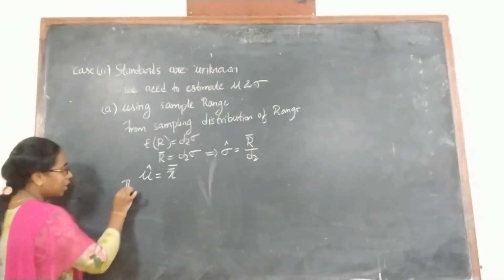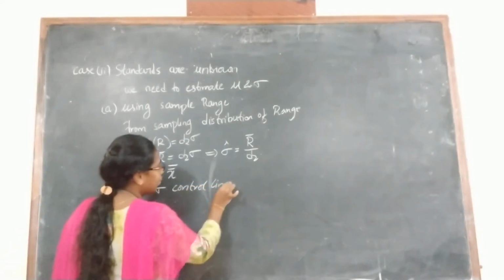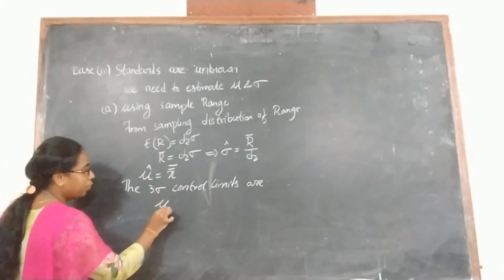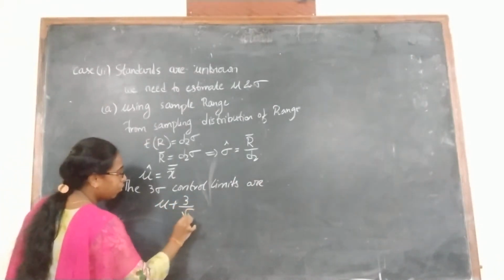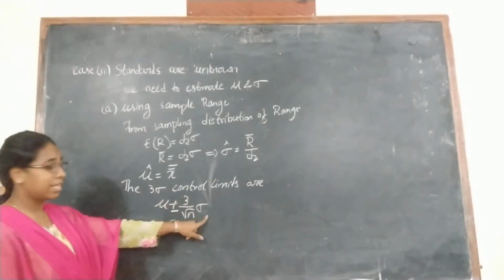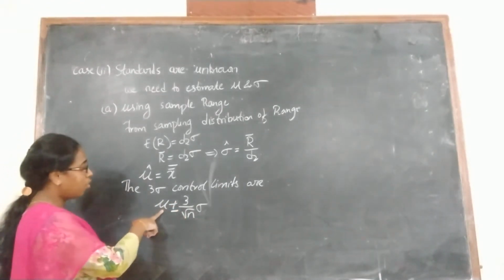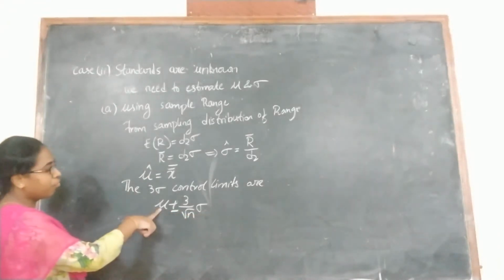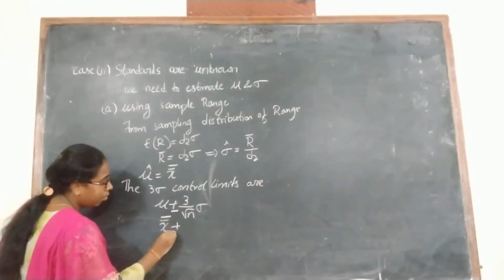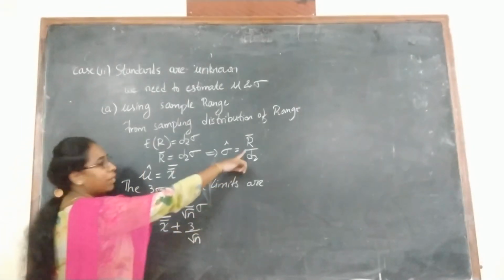Now what are the 3 sigma control limits? We had mu plus or minus 3 by root n sigma. Now substitute the values of the estimators of mu and sigma. The estimator of mu is X double bar. So the 3 sigma control limits become X double bar plus or minus 3 by root n as it is, into, what is the sigma hat we have estimated?